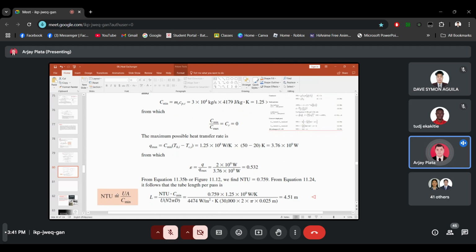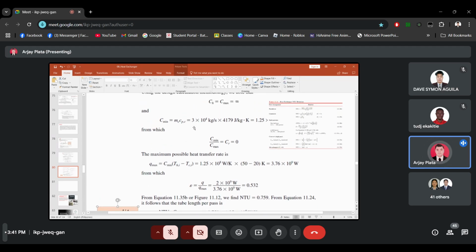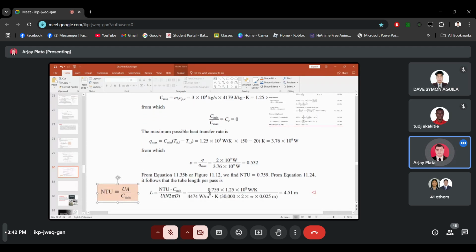NTU equals UA over C minimum. So we have length equals NTU times C minimum over U times pi d. Why did we divide by the number of tubes, N? Because your C minimum is also multiplied by the number of tubes. As you can recall, your C minimum value is the mass flow rate times Cp. The mass flow rate here is 3 times 10 to the fourth, which is equivalent to 30,000 tubes, so this should also be divided by 30,000 tubes.